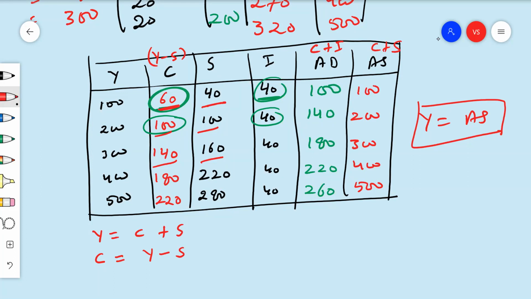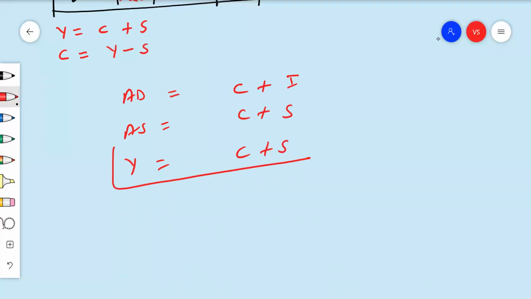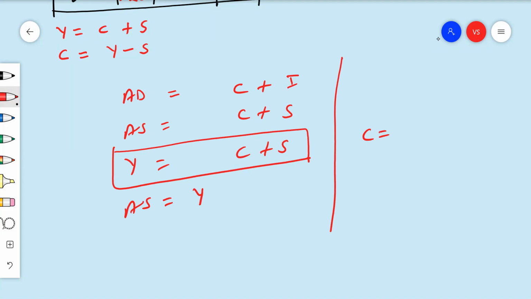Okay, so this is the concept for today's class. Revise at your home today's topic. What is aggregate demand? It was C plus I. What is aggregate supply? It was C plus S. What is Y? This is also C plus S. So on the basis of this, you can say that AS equals Y, and if you know this formula, then you can find C. C equals Y minus S and S equals Y minus C.